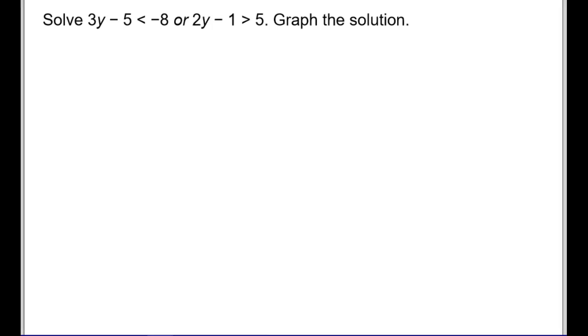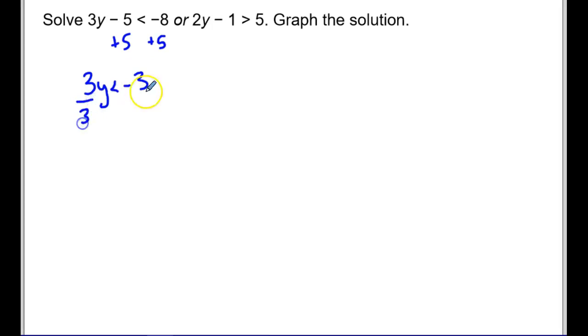So now let's look at this "or" statement. When I have an "or" statement, I'm always going to have two different pieces to it. So I can solve each piece individually. I start by adding 5 to both sides, and I'm just looking at this first piece of my "or" statement. So I end up with 3y < -3.